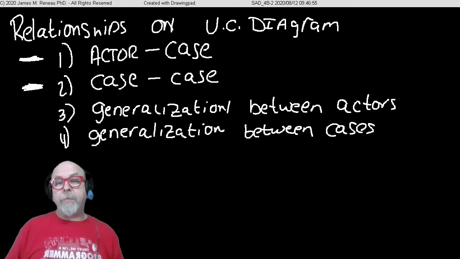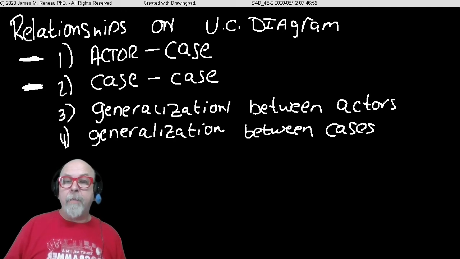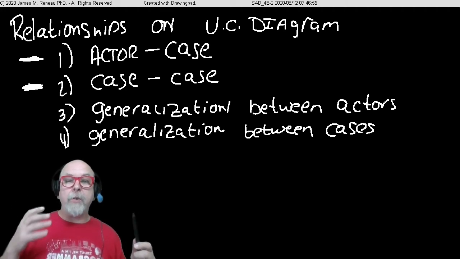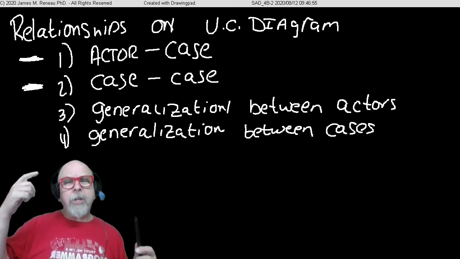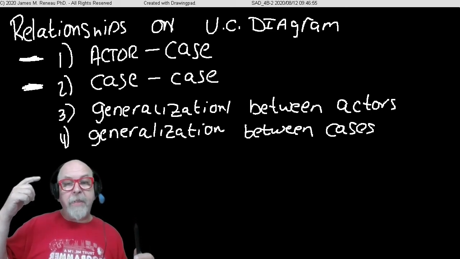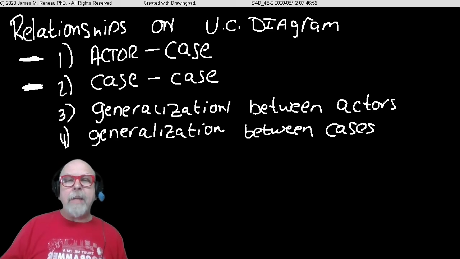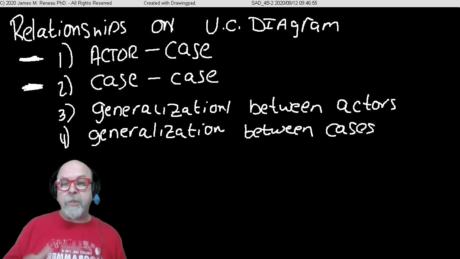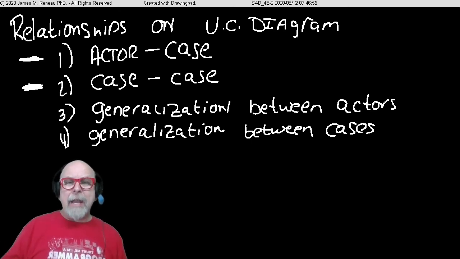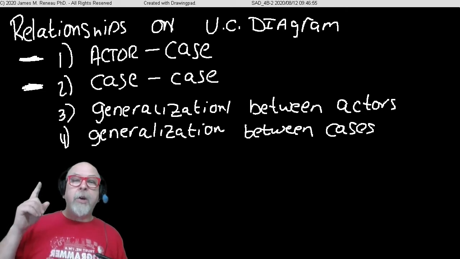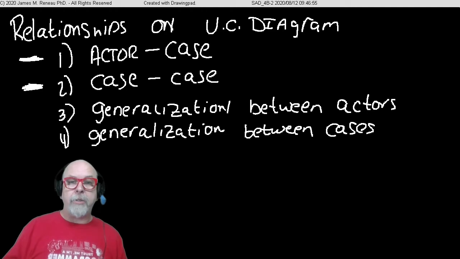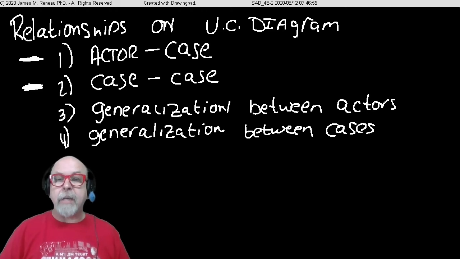To connect the relationships on the use case diagram, we'll use lines or dashed arrows, and I'll show how they're used. I'm going to show the actor-case relationship and the case-to-case relationship. There are a couple of other relationships, the generalization between actors and generalization between cases, and I'm not going to go into those in this brief introduction. I'm just going to go into the actor-case and the case-case relationships.